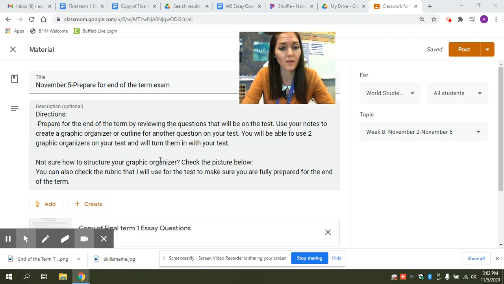To prepare for the end of the term today, you're going to review the questions that'll be on the test. Remember, your test isn't going to be a bunch of multiple choice that you really have to study for. It's going to be an essay question where you get to use a graphic organizer to help you write that essay answer. So you're going to use your notes to create a graphic organizer or outline for another question on the test. We already prepared for one, or we should have prepared for one, the one on the Middle Ages.